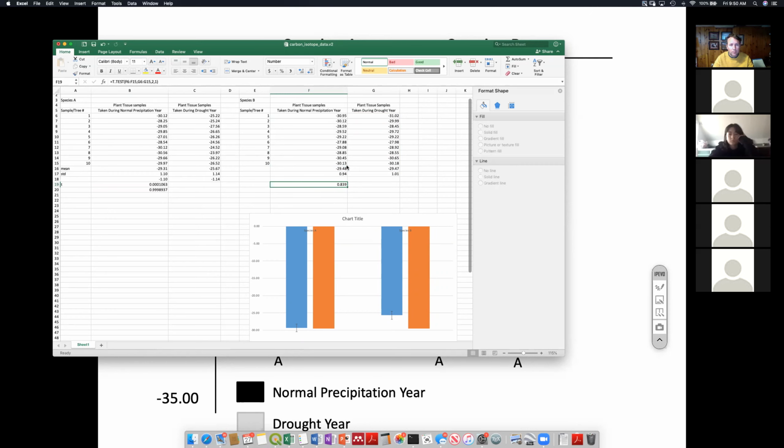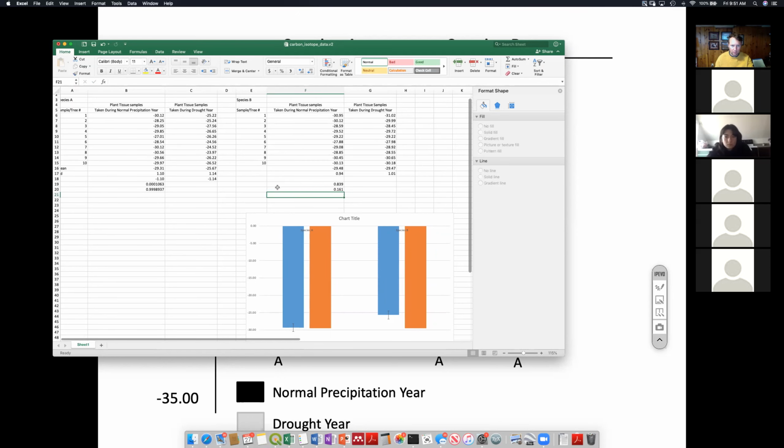So the probability that these are different populations is 0.83. And the probability that they are the same population is 0.16. So this is the probability that these are the same.